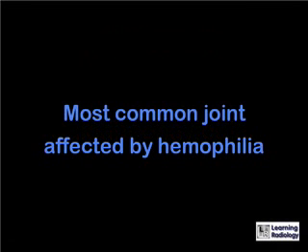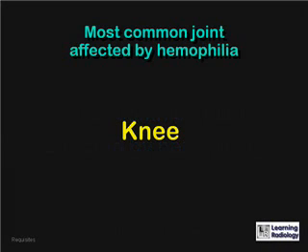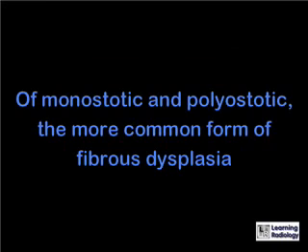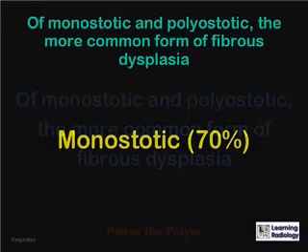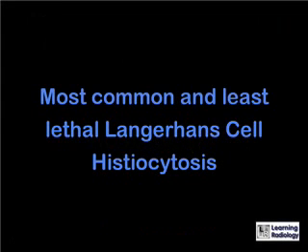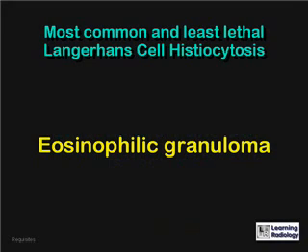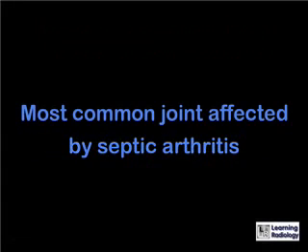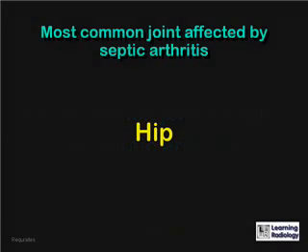What is the most common joint affected by hemophilia? The knee. Of monostotic and polyostotic, which is the more common form of fibrous dysplasia? The monostotic form. What is the most common and least lethal of the Langerhans cell histiocytoses? Eosinophilic granuloma. What is the most common joint affected by septic arthritis? The hip joint.